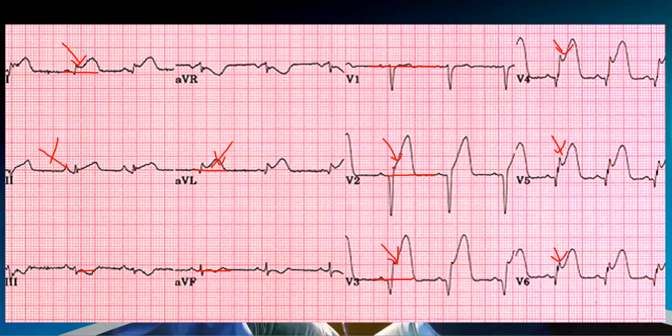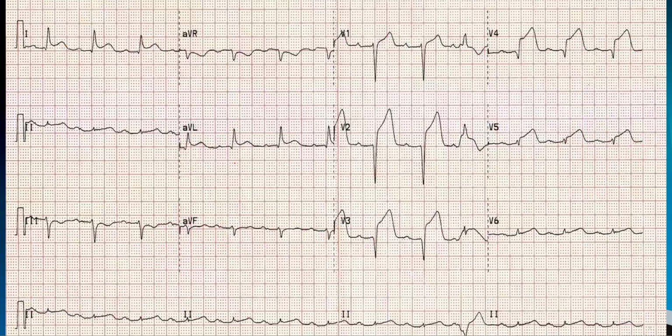So that's your anterior lead V1 to V6, and lead 1 and aVL is the high lateral. So if you get ST elevation in chest lead and high lateral lead, it will be anterolateral. This one is also pretty much the same. Okay.